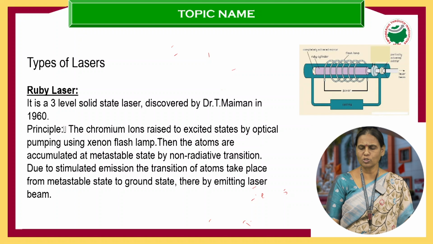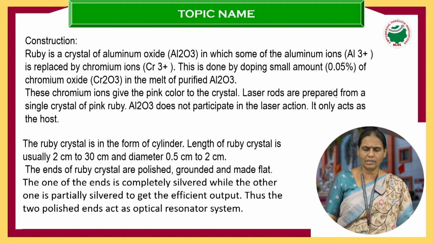At both ends of this ruby rod, we have two lenses, two optical resonating mirrors. One is called a 100% reflector. The other end is called a partial reflector. Around this, we are using the xenon flash lamp, which is in the form of a spiral winding. This spirally wound lamp is connected to a voltage source, which is called the power supply. Okay, this is the construction of the ruby laser.